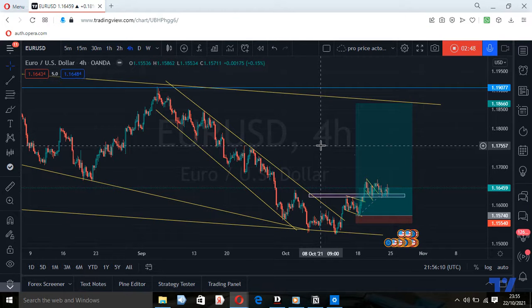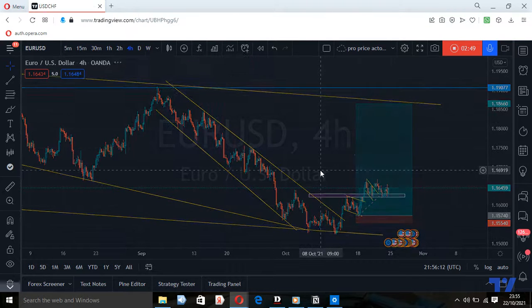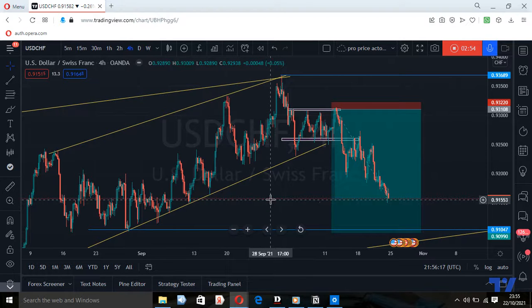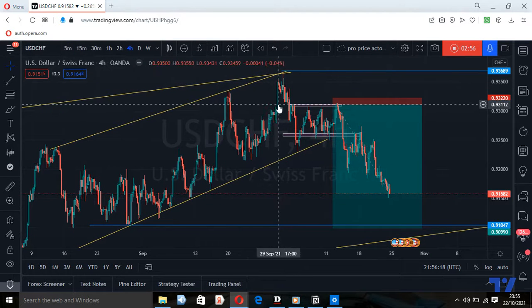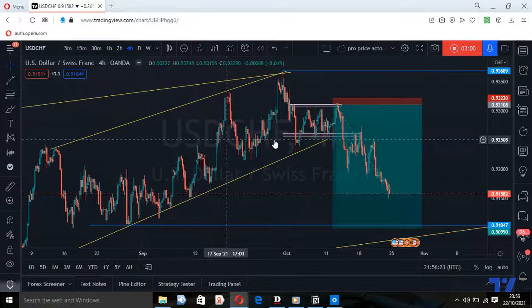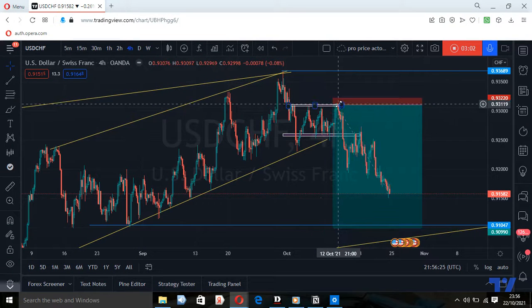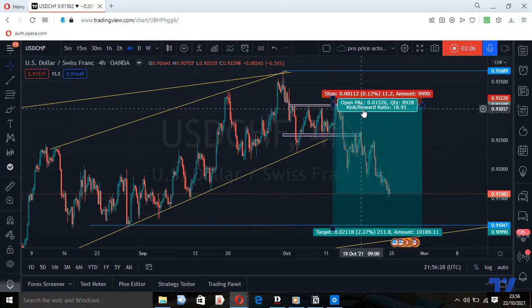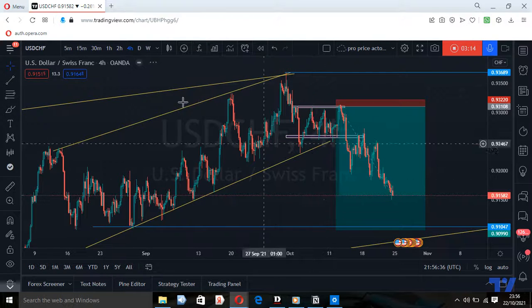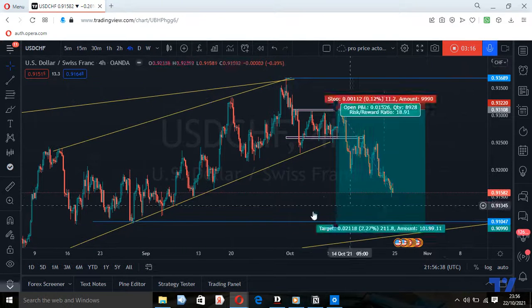So let me move to another pair again. This is USDCHF. As you can see, we're also holding a sell setup on this pair. We executed our trade on the 12th of October, until 22 October. I think it's 10 days, 10 to 11 days. So as you can see, we're still holding our sell.